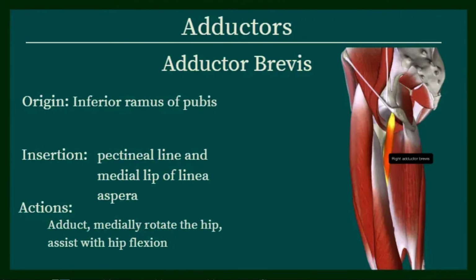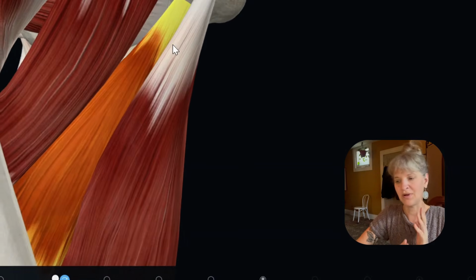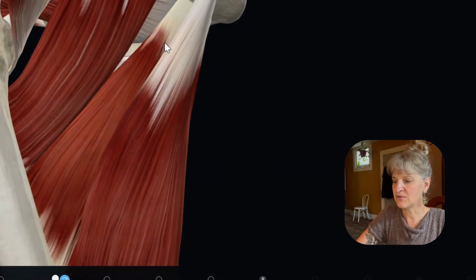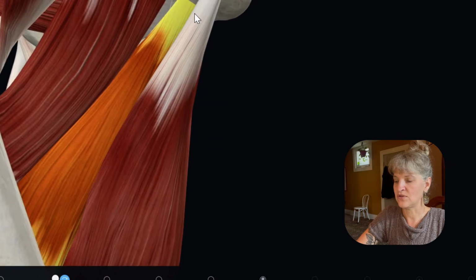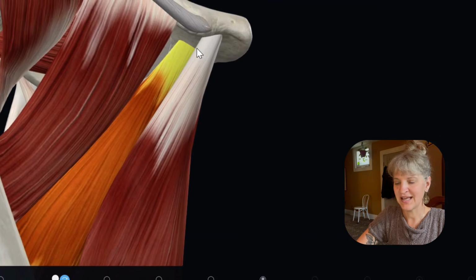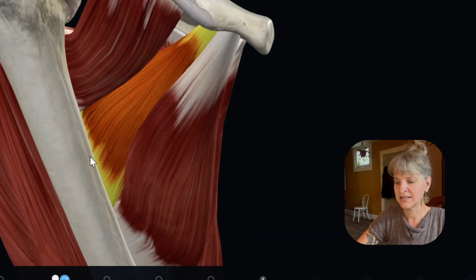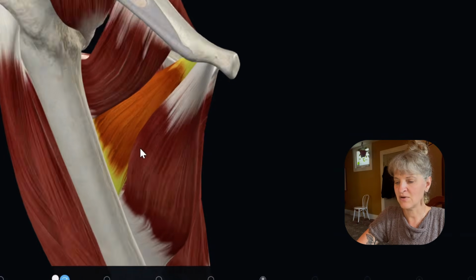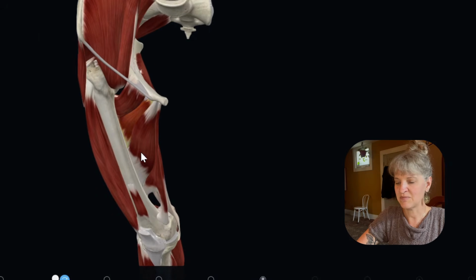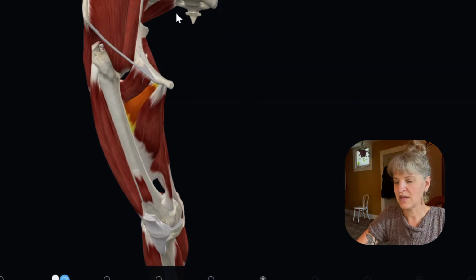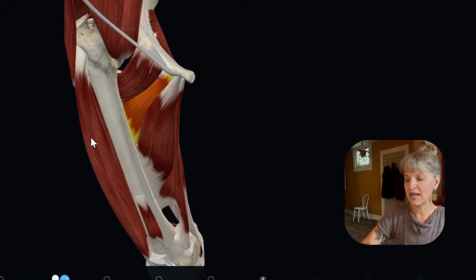And then for another adductor, we have Adductor Brevis, which is the little one. So we have the long one, we have the wide one, and we have the little one. And that little Adductor Brevis is going to have its origin at the inferior ramus of the pubis, and it's going to insert down here at the pectineal line, the medial lip of the linea aspera. There we go, pectineal line, linea aspera. It helps with adduction, medial rotation, and hip flexion.